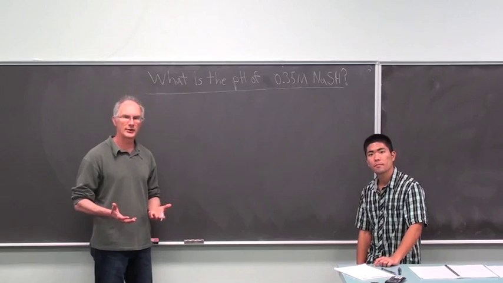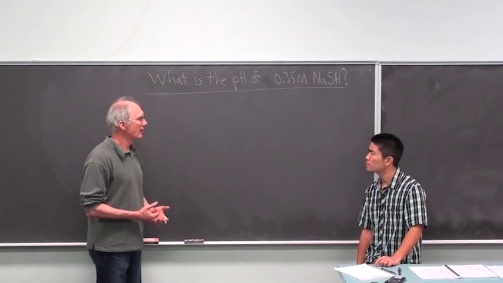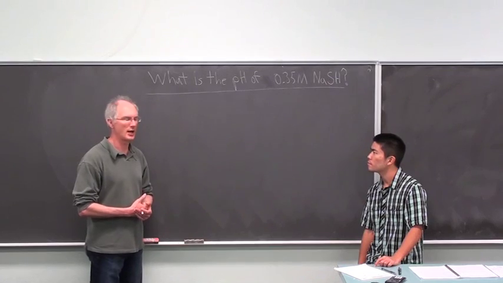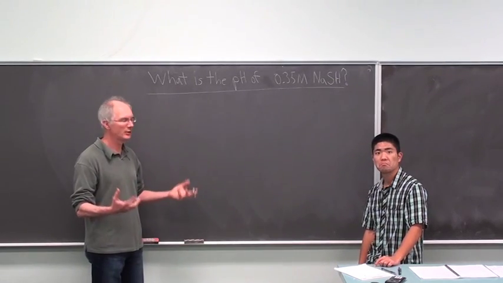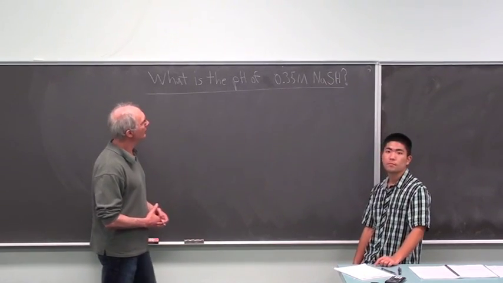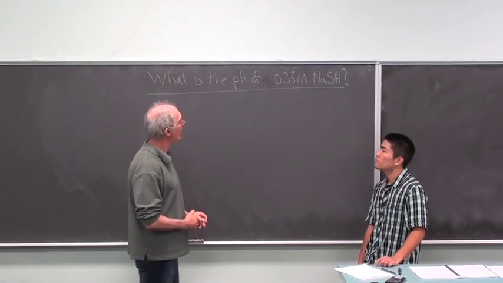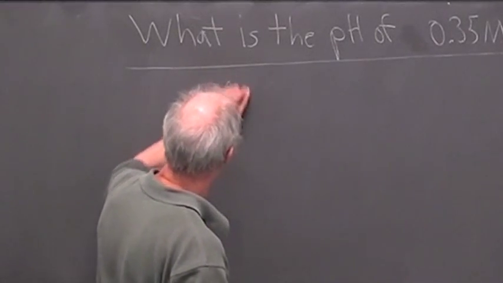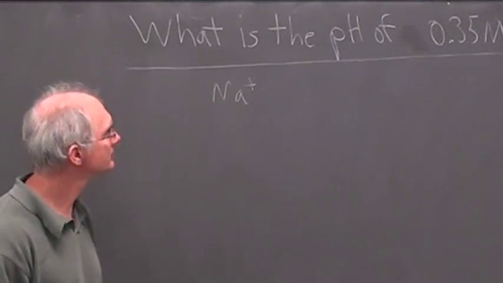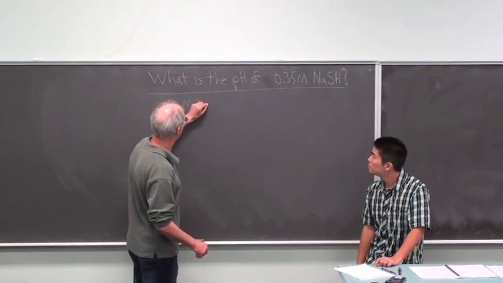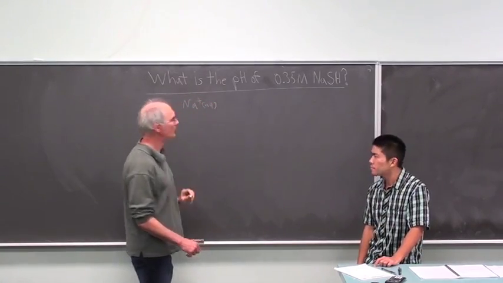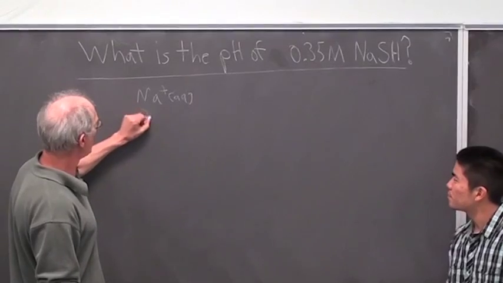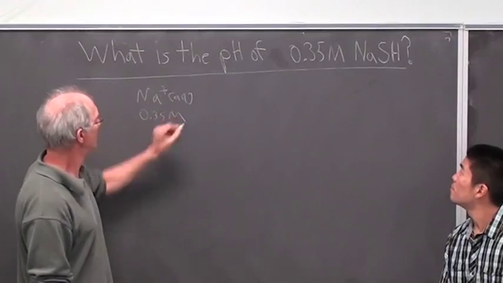And the thing you've got to do is recognize for a salt, the first thing to do is to split it up into its ions, because the ions are going to behave separately. So I look at that and I say, oh, well, I recognize sodium. I'm going to write that down as Na+. There's one of your ions. And I'll even put a little aq behind that. That's helpful. And I know that I have 0.35 molar.